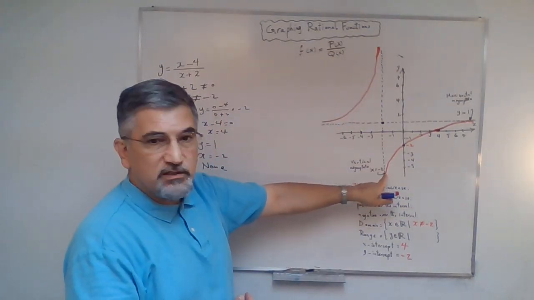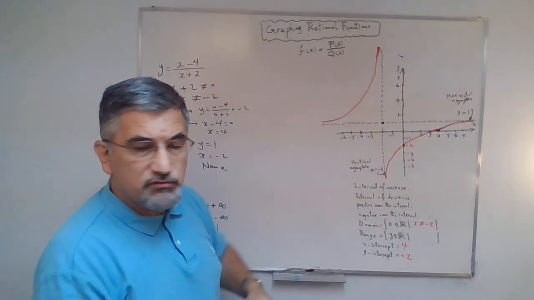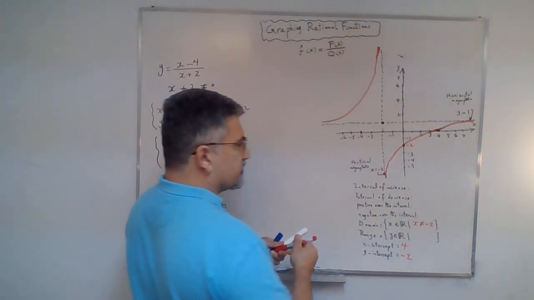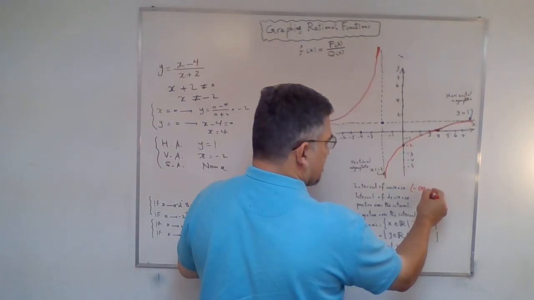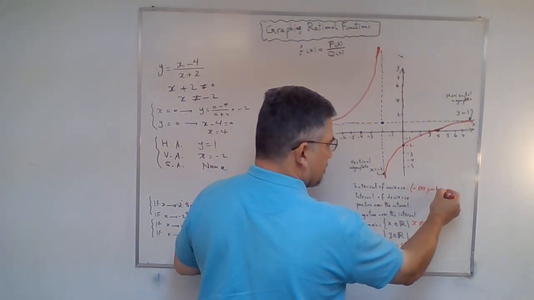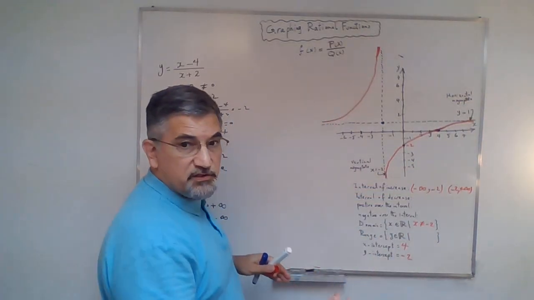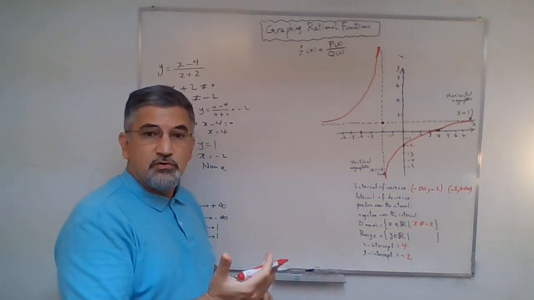Interval of increase: we see that the graph is increasing from left to right, and even to the right of the vertical asymptote, it continues increasing. So we're going to say the graph is increasing on the interval from -infinity all the way up to -2, and then from -2 all the way towards positive infinity.